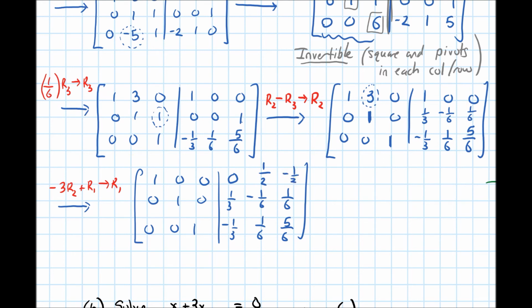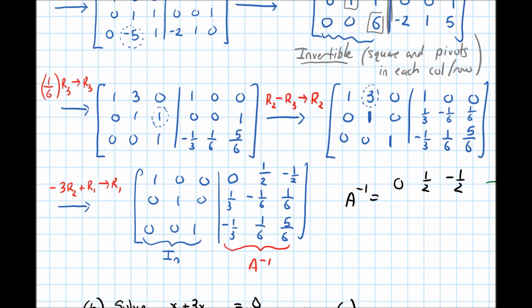Okay, so at this point we've row reduced our whole augmented system. We've made the left-hand side become the identity. The right-hand side, when we do this, is the inverse. So our inverse, writing it out explicitly, A inverse, is 0, 1/2, negative 1/2.